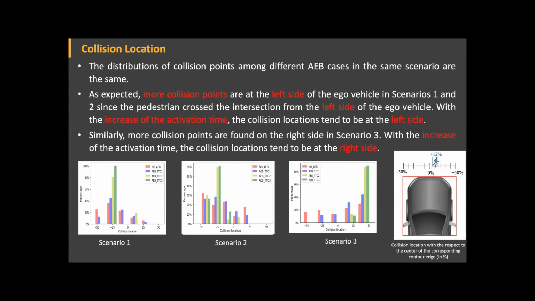For the collision locations, the distribution of collision points among different AEB cases in the same scenario is the same. As you can see, more collision points are on the left side of the ego vehicle in scenarios 1 and 2, since the pedestrian crossed the intersection from the left side of the ego vehicle. With the increase of the activation time, the collision location tends to be at the left side. Similarly, more collision points are found on the right side in scenario 3 with the increase of the activation time. The collision location tends to be at the right side.